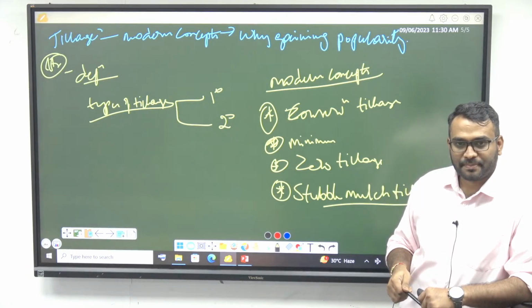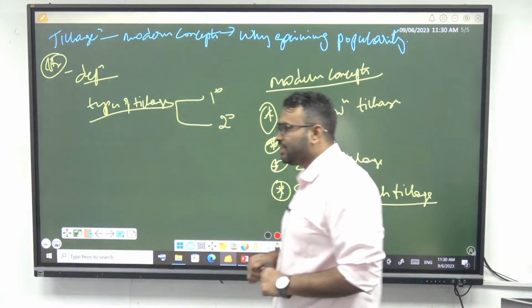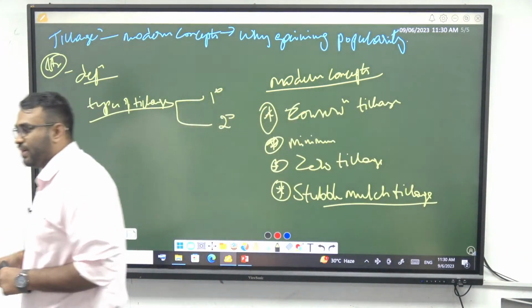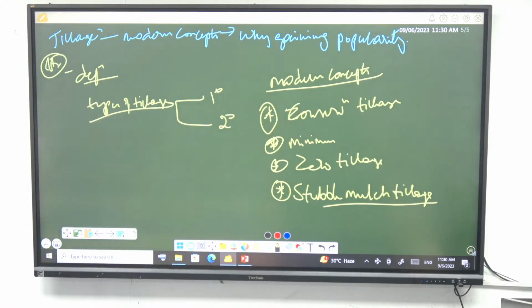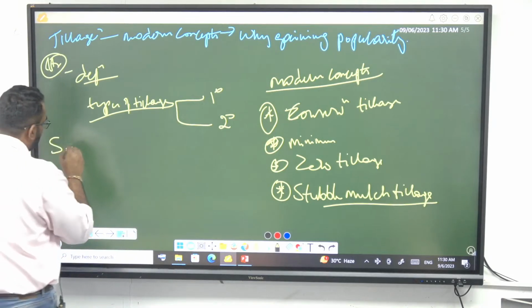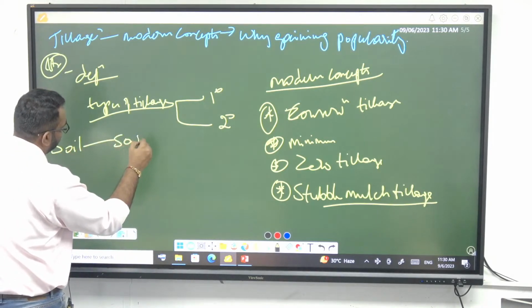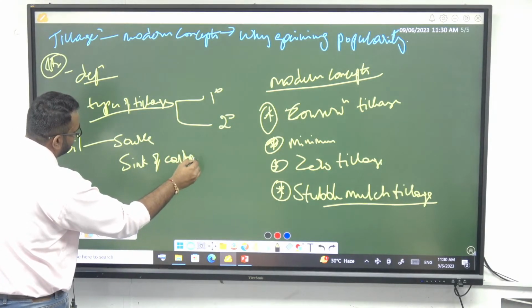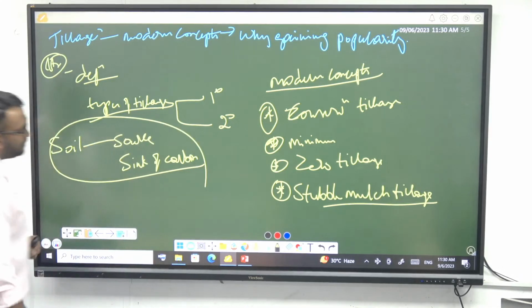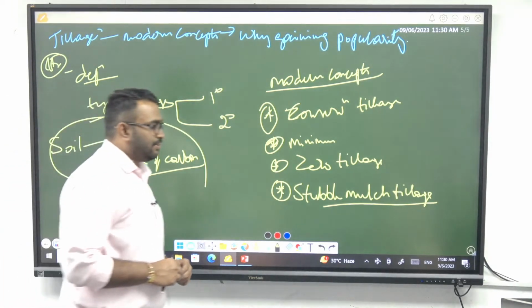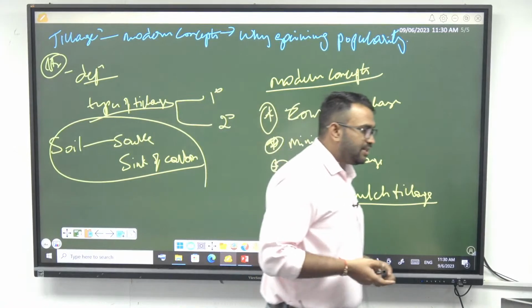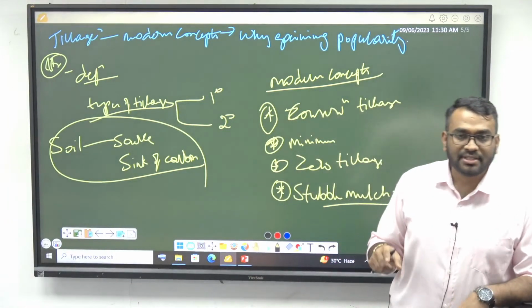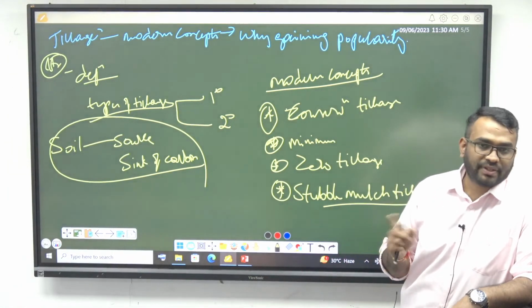Cost of cultivation. Okay, that is one way of looking at it. I will tell you the main reason why these concepts are gaining popularity. Have you heard this statement, soil is both source and sink of carbon? In other words, by reducing the number of tillages, we are reducing the soil disturbance. If you reduce the soil disturbance, the carbon emitted from the soil to the atmosphere is also reduced.